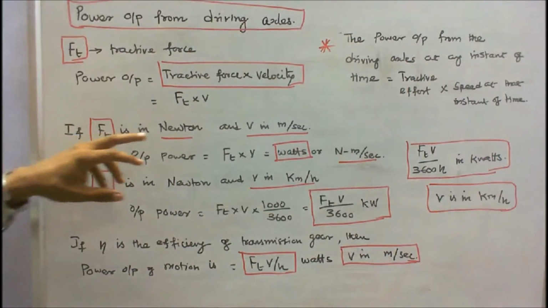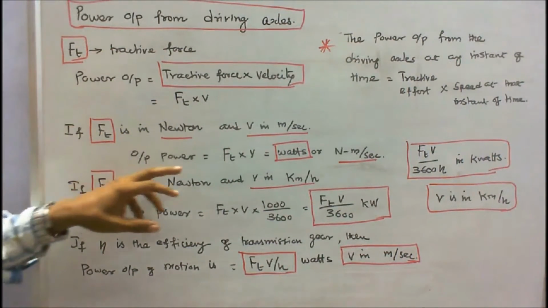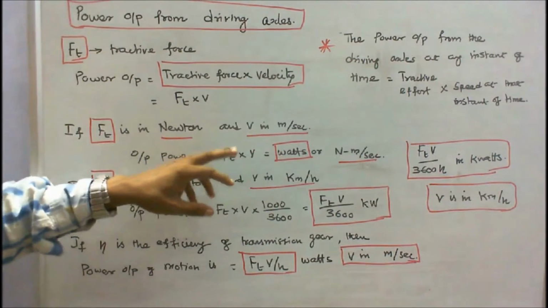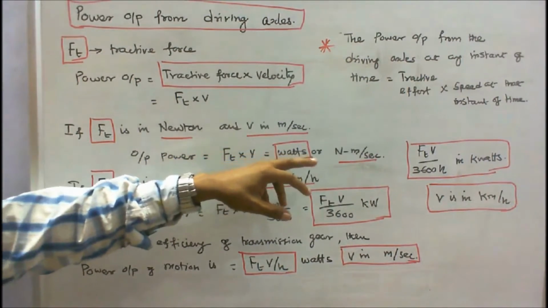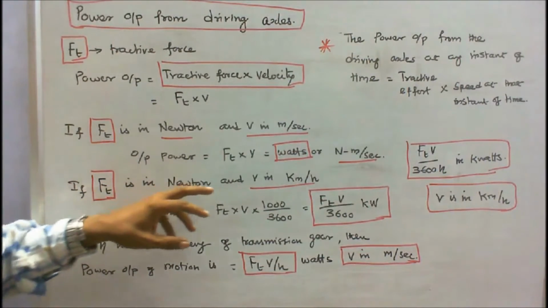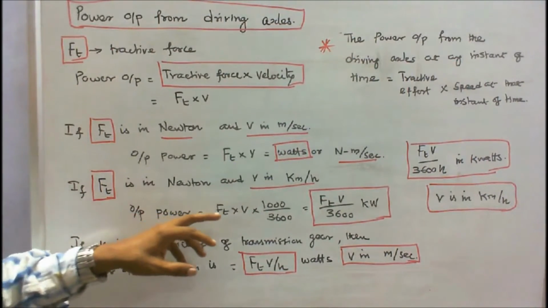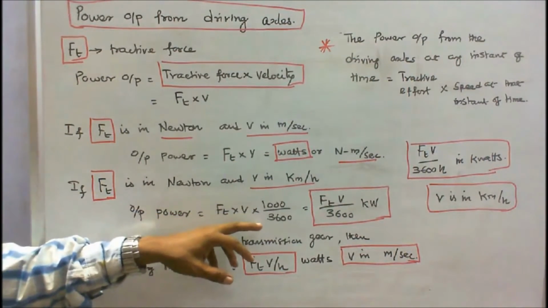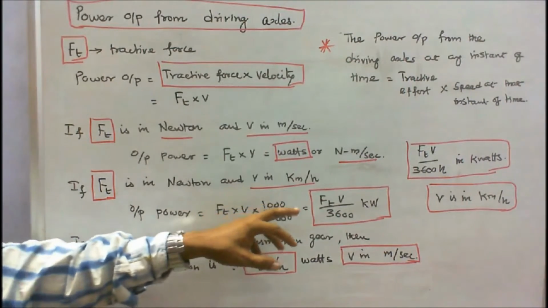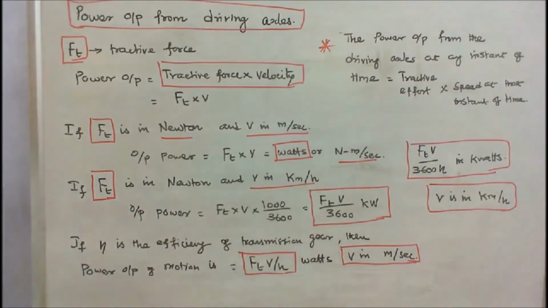If Ft is in Newton and V is in meter per second, then output power is equal to Ft into V in watts, or Newton meter per second. If Ft is in Newton and V is in kilometer per hour, output power is equal to Ft into V into 1000 divided by 3600, that is equal to Ft into V divided by 3600 in kilowatts.